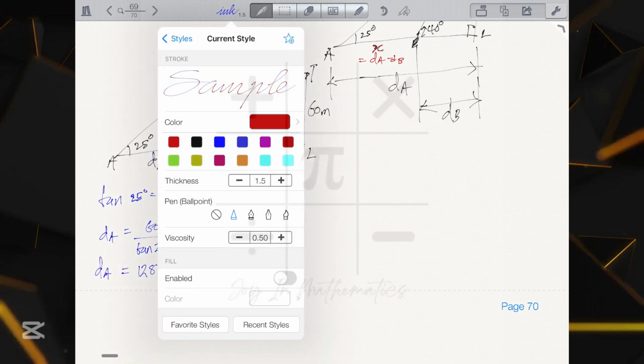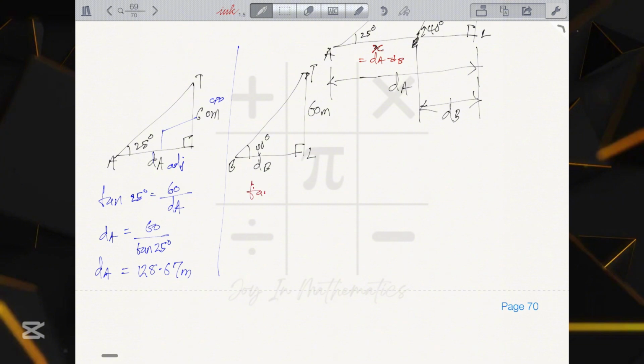Moving on, let's evaluate DB. The same thing happens here, but this time the angle is changed to 40 degrees. The opposite is 60, the adjacent is DB. Therefore, DB will be equal to 60 divided by tan 40 degrees. Using our calculator, we will have this to give us 71.51 meters.